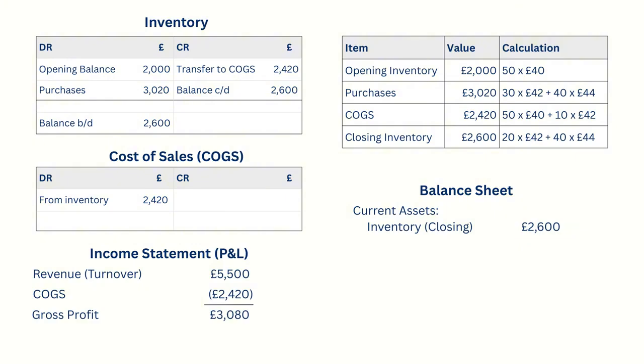This represents the value of the goods the business still holds at the end of the period, valued using FIFO and the lower of cost and NRV rule. FIFO affects both major financial statements. It determines the cost of sales in the P&L, and it determines the value of inventory in the balance sheet. The T accounts help demonstrate the movement of inventory through the accounting system and show how opening inventory, purchases, COGS, and closing inventory all link together.